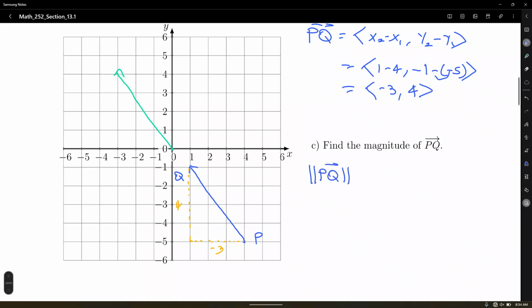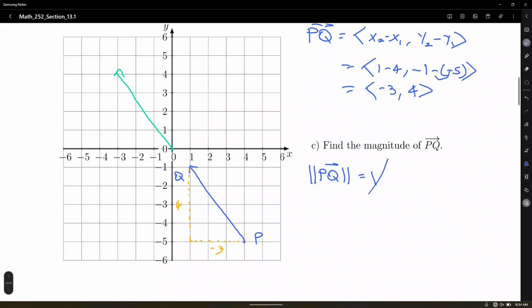Some textbooks use one single bar. I think our textbook actually uses one single bar. But the reason why I don't like the single bar is because that denotes absolute value. And I see why, because in the end it's a magnitude, and magnitudes, which are distances essentially, cannot be negative. So there's a relation between absolute value and the magnitude of the vector. But to make it more unique, many other textbooks use the double bar, which is what I prefer using.